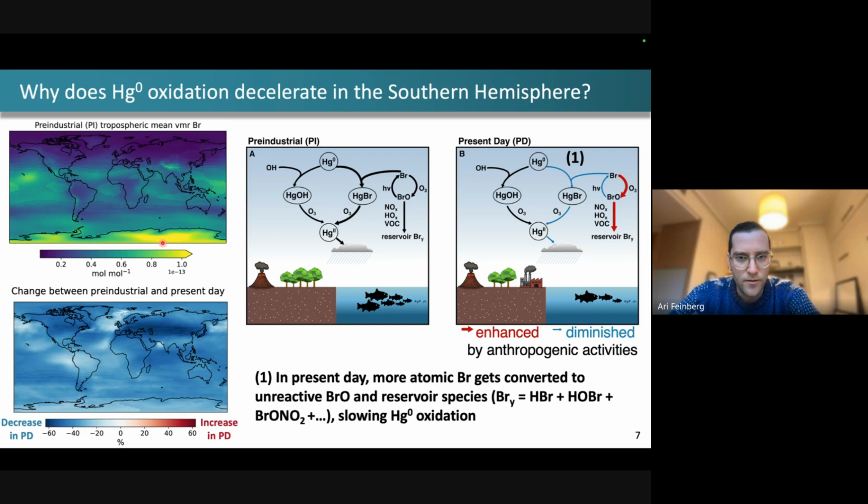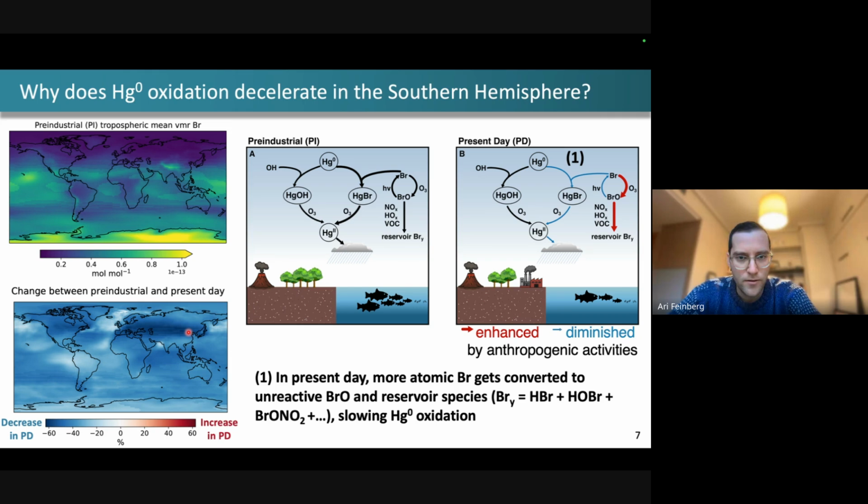And so first, for the southern hemisphere, where we saw that mercury oxidation is becoming slower, what you have here is that the bromine atom, which is one of the main oxidants of mercury, especially in this region of the southern hemisphere where you have high Br concentrations, decreases in the troposphere between pre-industrial and present day.